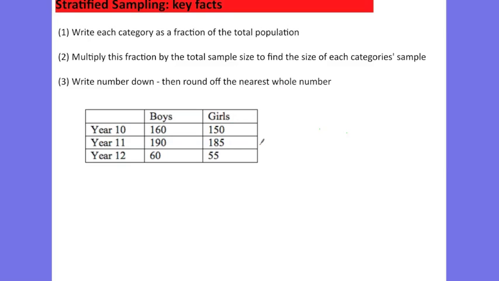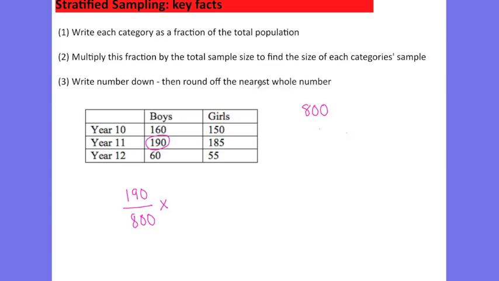Here shown on the screen is the method. First off, we must write each category as a fraction of the total population. Our population total here, by adding them up, is 800. So let's take, for example, the year 11 boys. So the fraction of this category of the total will be the number in the category divided by 800, the total. We must multiply this fraction by the total sample size to find the size of each category sample.